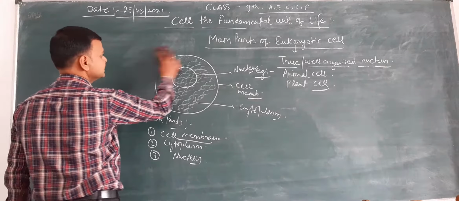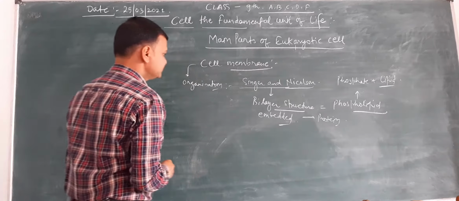According to Singer and Nicholson's observation, the cell membrane is a bilayer structure, and the bilayers are made up of phospholipid. Phospholipid is a compound made up of phosphate along with a fat known as lipid, and these two layers have embedded within them some protein particles.